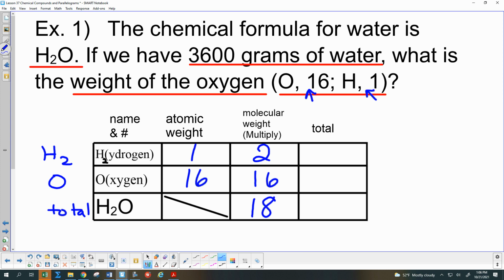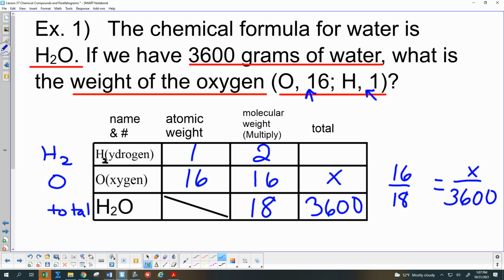Then it becomes a ratio box. We know that we have a total of water of 3,600. And then they ask us to find the oxygen, so we put a variable in the correct row. And I try to use something that hasn't already been used in the problem, so I'm going to use X. So I am looking at, just like in any ratio box, 16 over 18 is X over 3,600, and I don't need the top row anymore. It was only needed long enough to get the 18. Is everybody good with that setup?